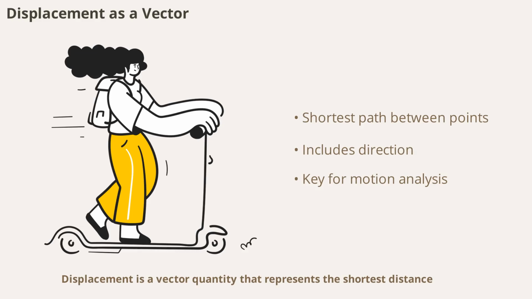Displacement is a vector quantity that represents the shortest distance from the initial to the final position of an object, along with the direction. Unlike distance, which is a scalar, displacement gives us more information about the actual change in position. This concept is crucial for analyzing motion in a plane.